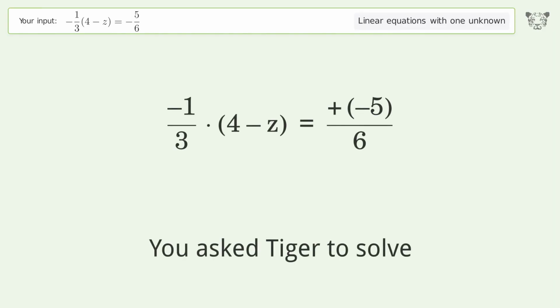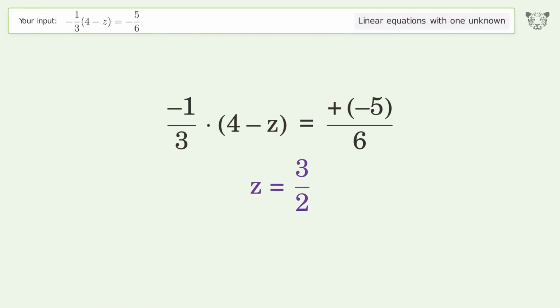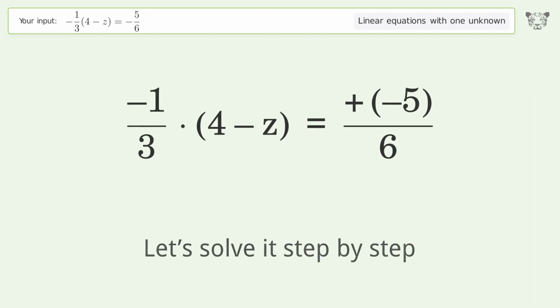You ask Tiger to solve this, which deals with linear equations with one unknown. The final result is z equals 3/2. Let's solve it step by step.